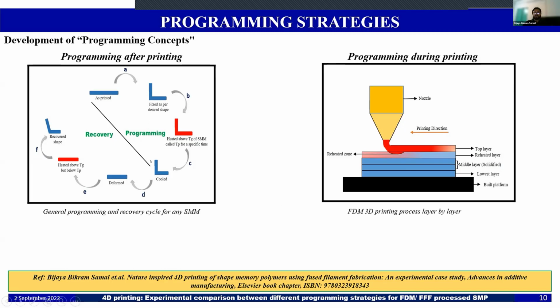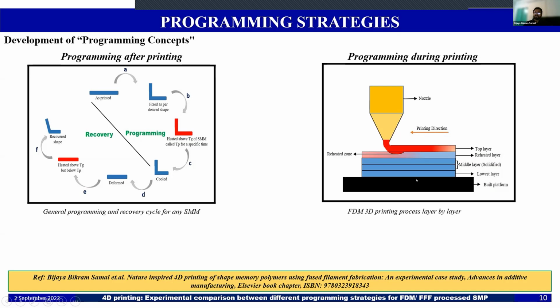The similar programming that we generally do for any shape memory material as a post process is done during the FDM 3D printing process itself, where we have the build platform onto which the hot polymeric material is deposited. The fixing part is done here because the material is fixed to the build platform as per the CAD geometry, and the heating part is also done simultaneously during the process.